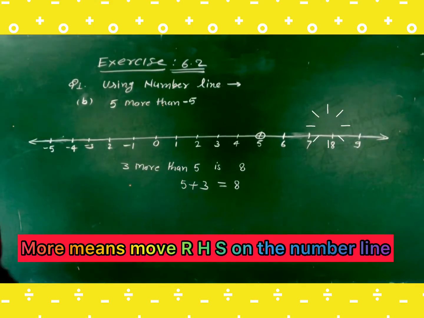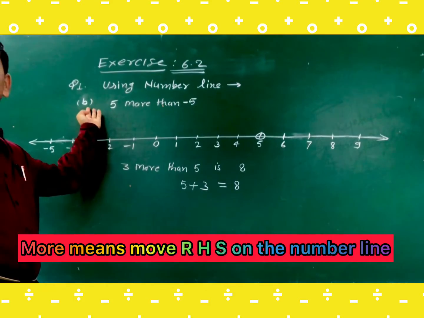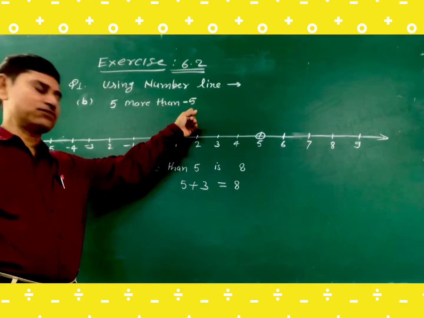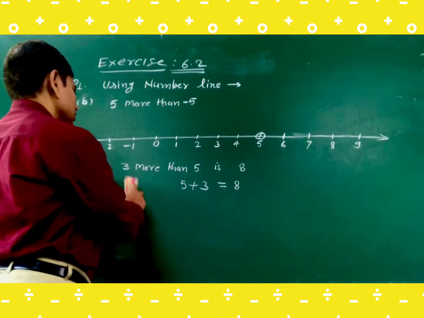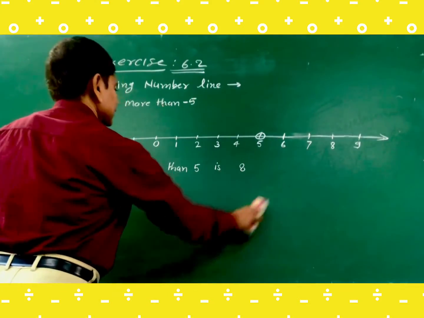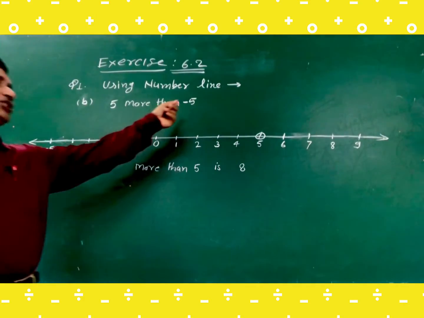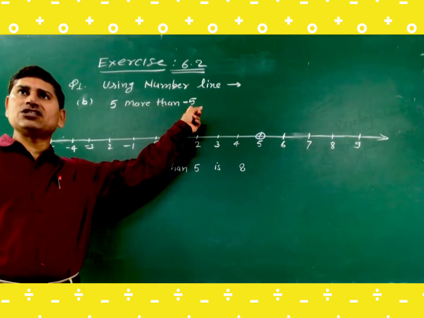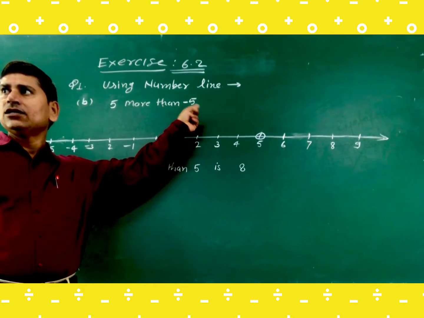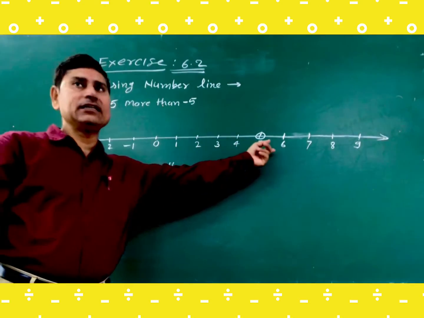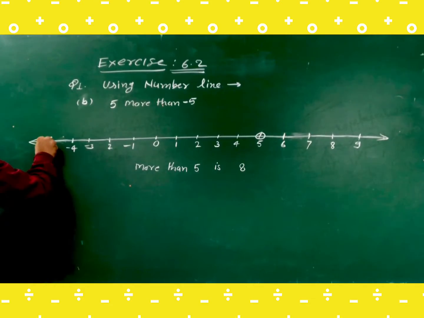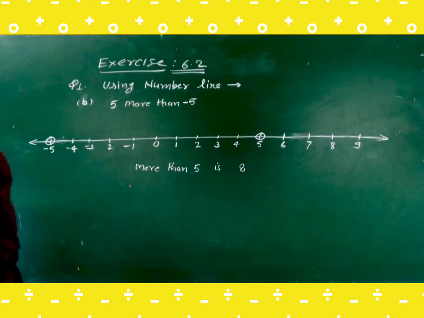Yes dear. Once again you see, this is the second question, that is part B. 5 more than minus 5. So what to do for this question? Okay. You can see first, where minus 5 is represented on the number line. Minus 5, this is the position. So you will mark a circle here. This is the minus 5.